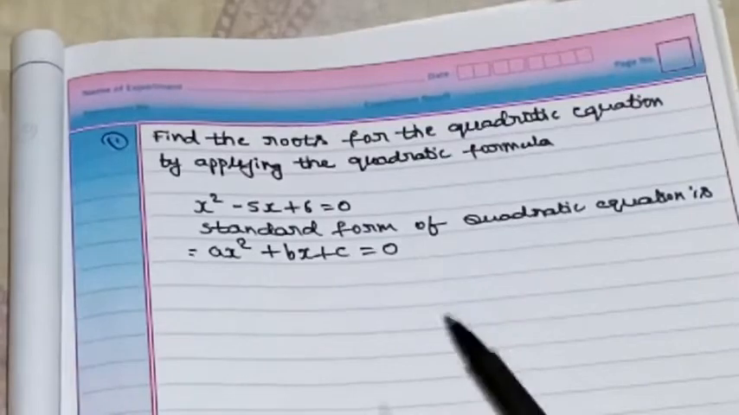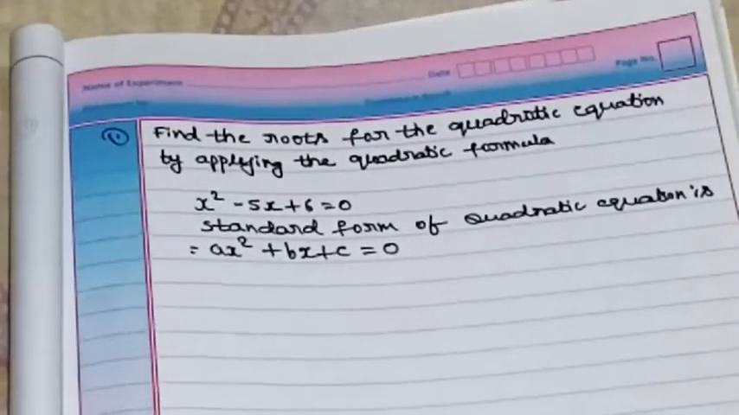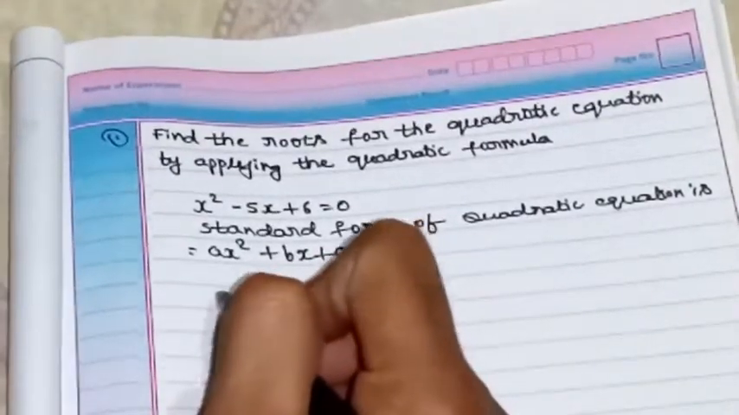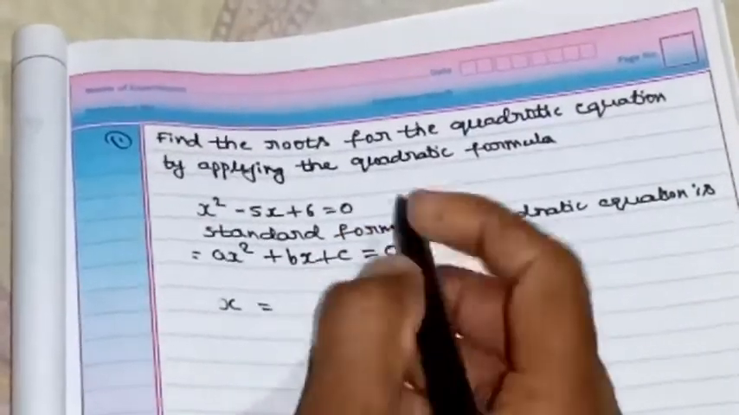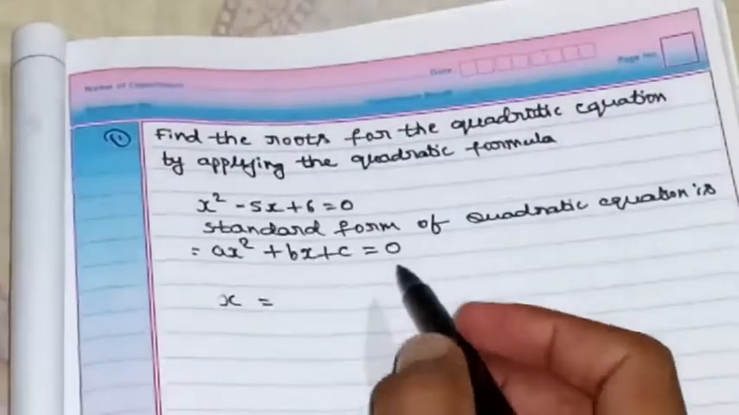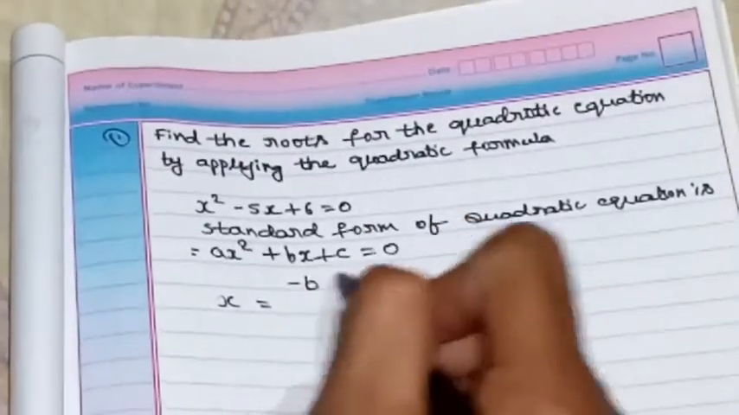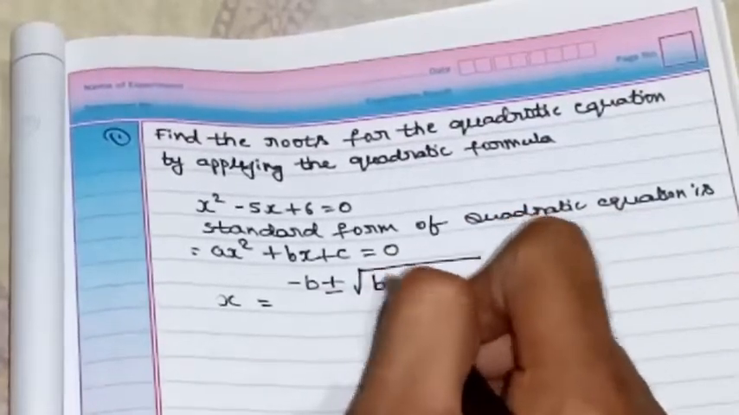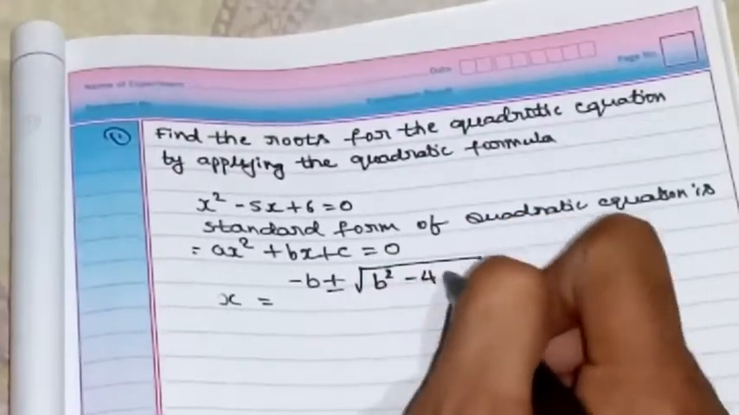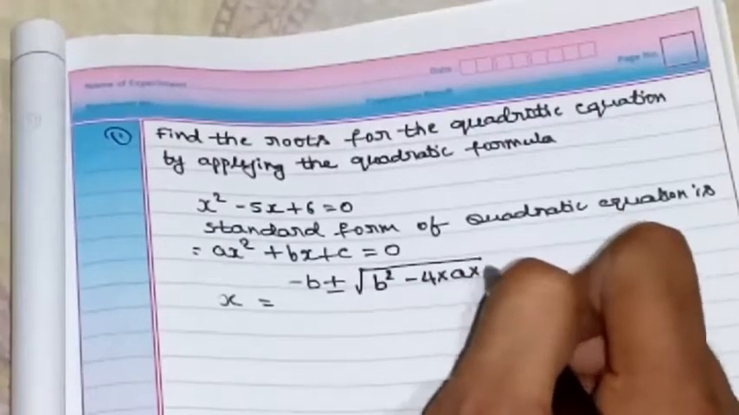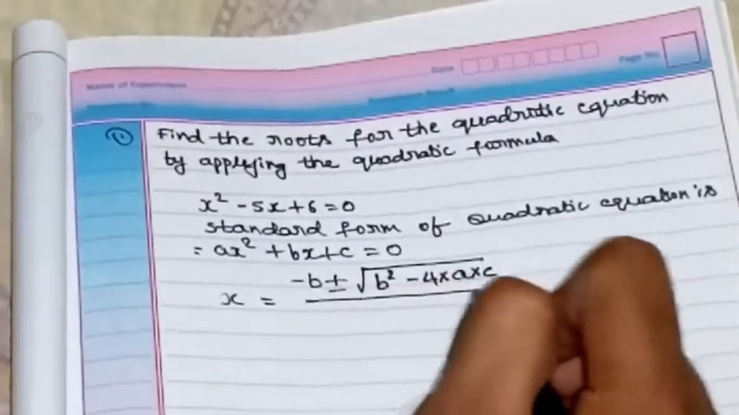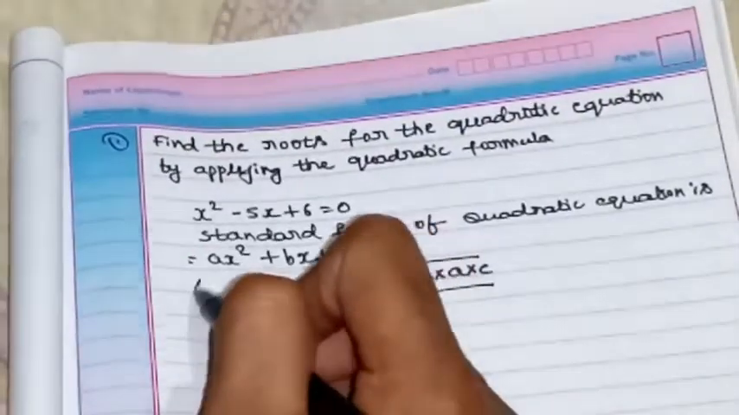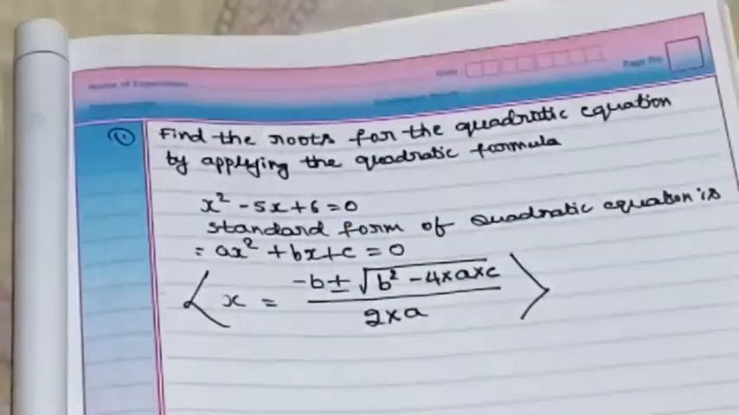Now what is a quadratic formula? That we must know, children. So what is a quadratic formula? The formula says like this: x equals minus b plus or minus square root of b square minus 4 into a into c whole divided by 2 into a. So this is the quadratic formula, children, right?